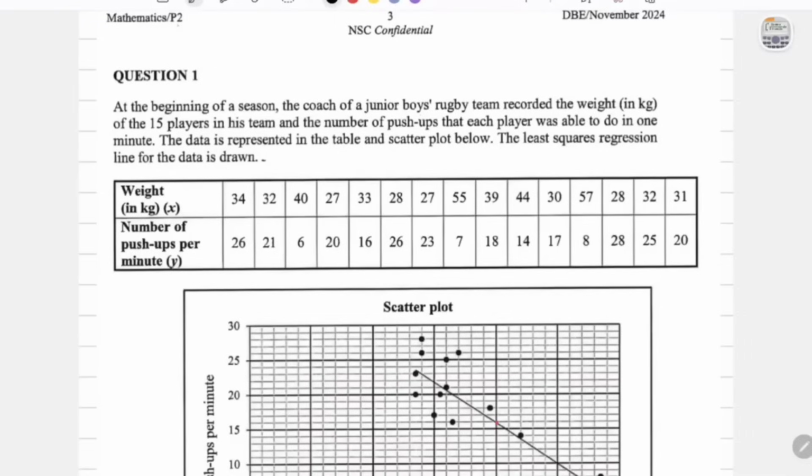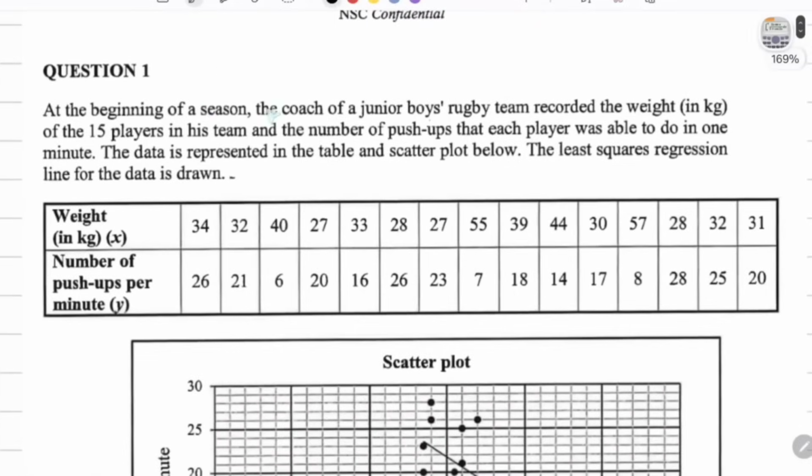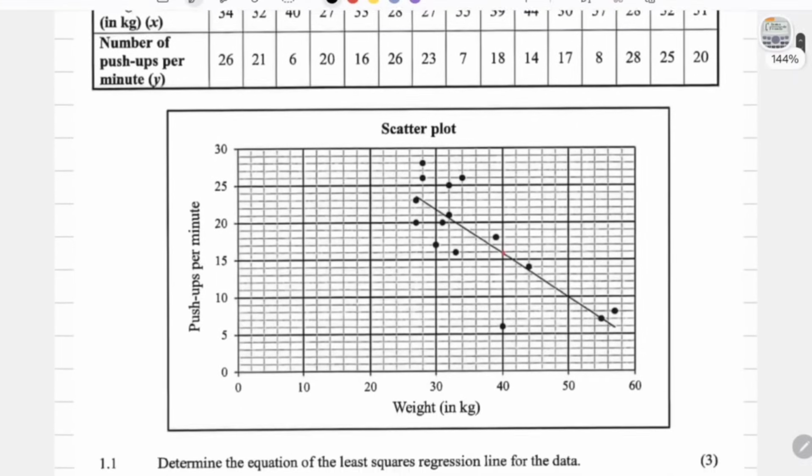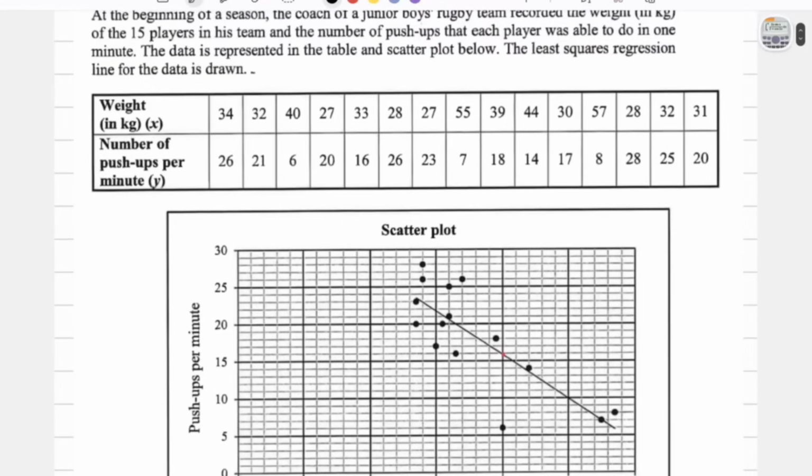We are on question 1, and question 1 says, at the beginning of a season, the coach of a junior boys rugby team recorded the weight in kilograms of 15 players in his team and the number of push-ups that each player was able to do in 1 minute. The data is represented in the table and scatter plot below. The least squares regression line for the data is drawn. Okay, so you can see that they actually give you everything. They give you the least squares regression line, and then they give you the X and Y values.